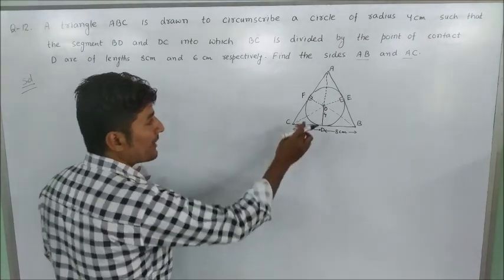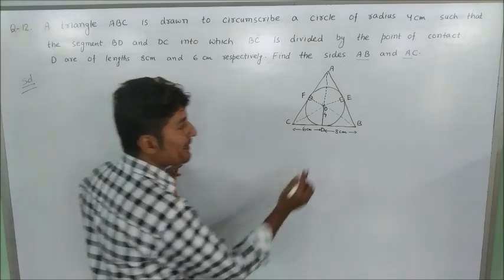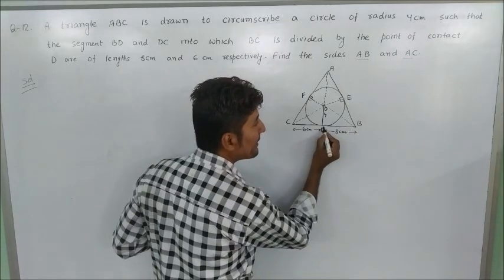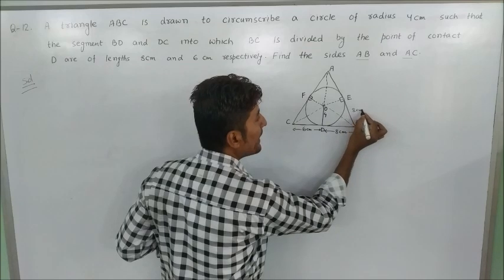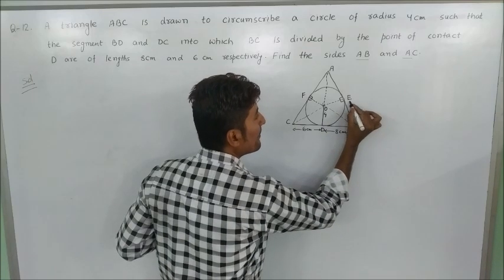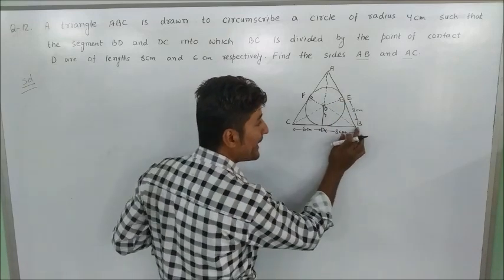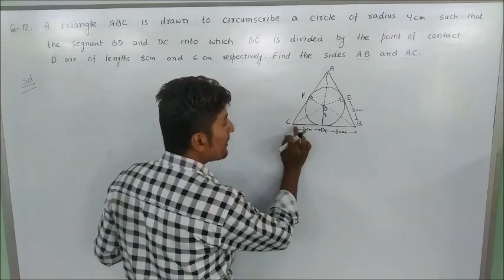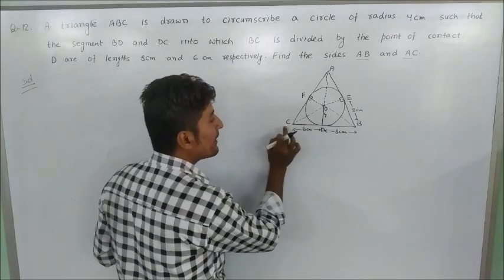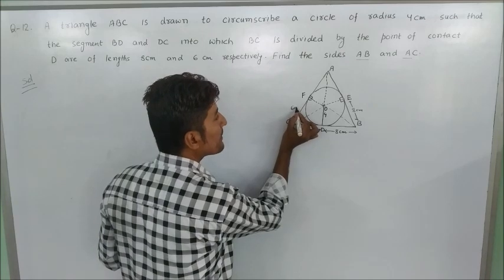Now here, after that we join O to C, O to A and O to B also. Since the measurement of BD is 8 cm, hence the measurement of BE will also be equal to 8 cm, because BD and BE are the lengths of tangents drawn from the same external point B. Similarly, if the measurement of CD is 6 cm, then the measurement of CF is also equal to 6 cm.